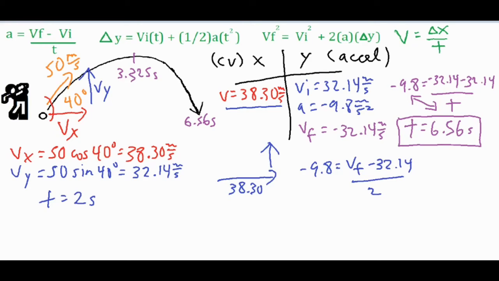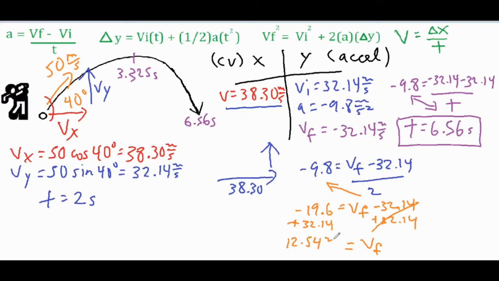And then what we can do from there is cross multiply the 2 over, and then add 32.14 to each side. And then we would get a final velocity of 12.54 meters per second. Okay, and that's the final at 2 seconds.